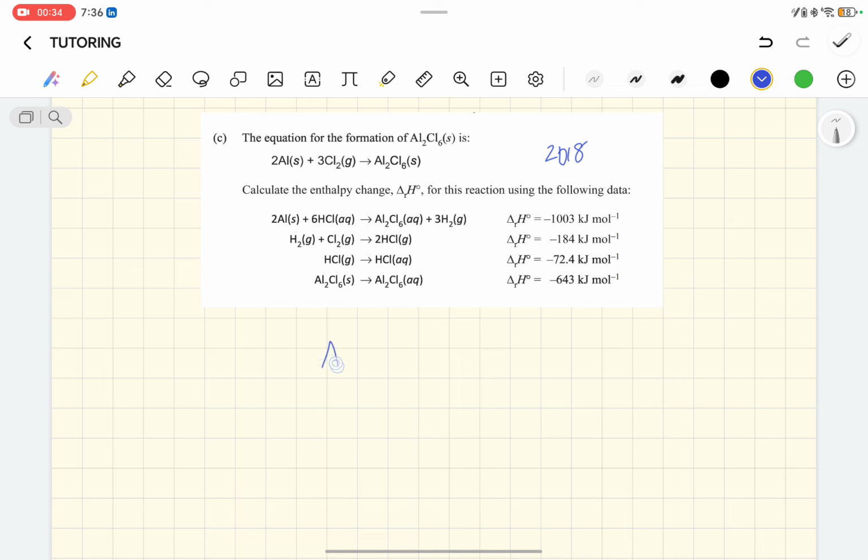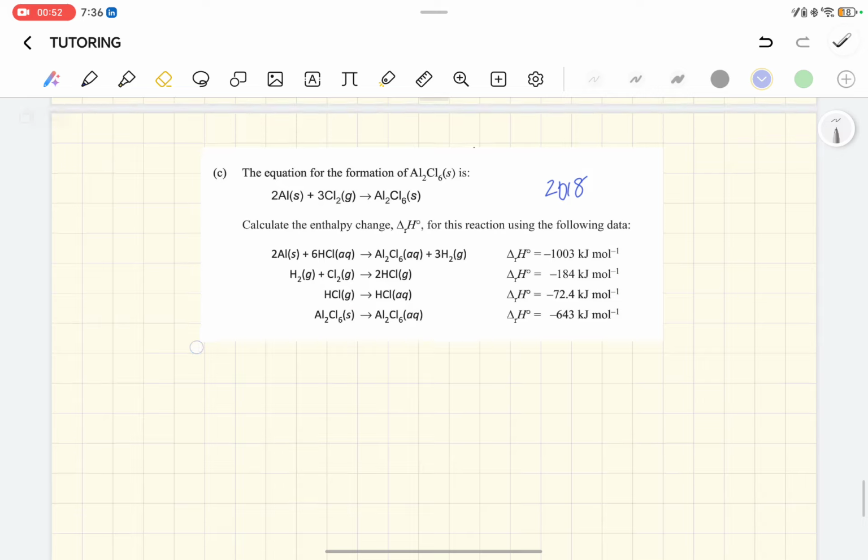What this is saying is that if I were to go from A to B, it will have the same total enthalpy change as if I go from A to C to D back to B. So yeah, this is essentially what Hess's law says.